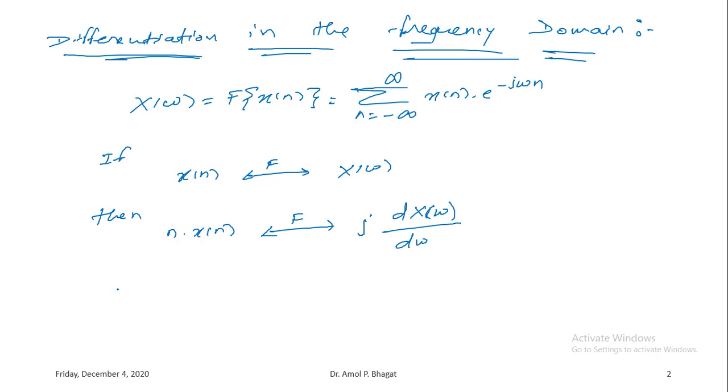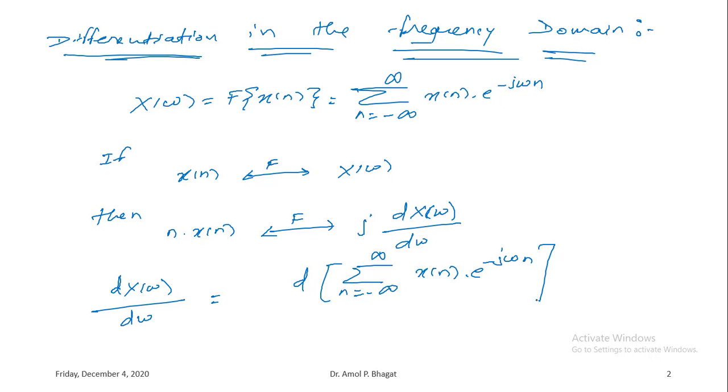Basically we are interested initially in identifying the derivative of X of omega with respect to omega. But what is X of omega? As per the Fourier transform formula, we can replace X of omega with summation n equals minus infinity to infinity x of n into e to the power minus j omega n. So that is nothing but the derivative of this summation with respect to omega.